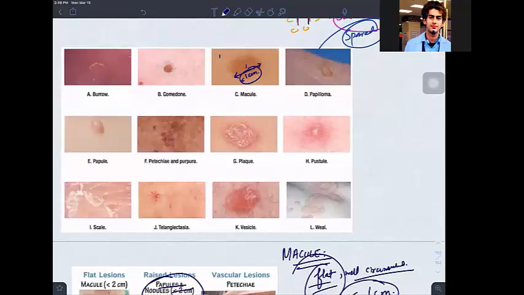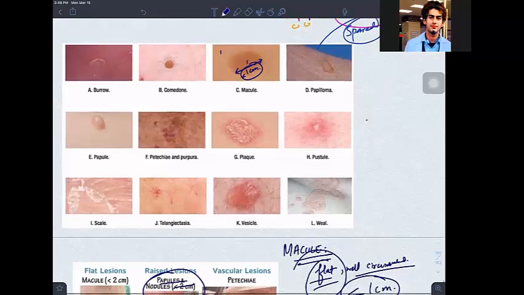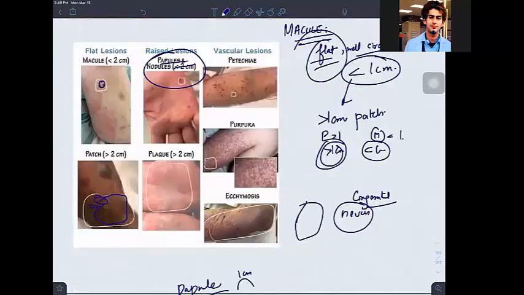Okay, now if this papule is having some fluid, but less than 1 centimeter, we call it vesicle. We call it vesicle.